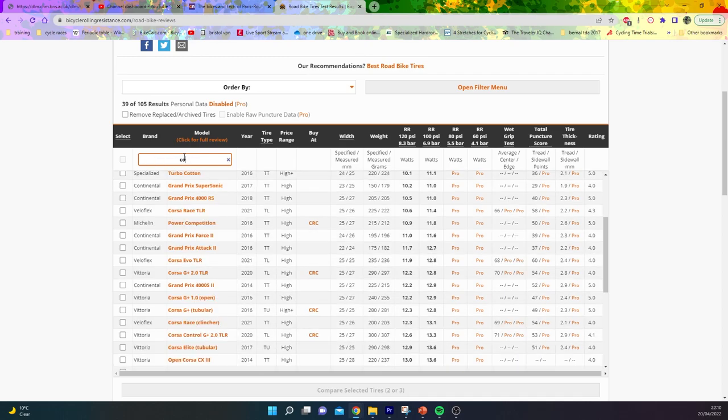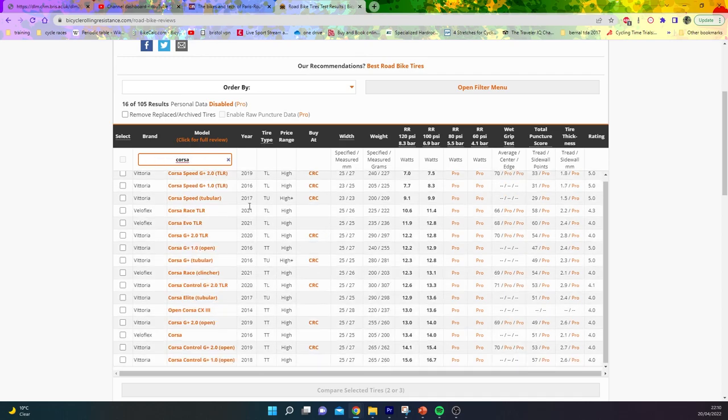So if we just type in Corsa, we'll see here the Corsa Speeds, and the Corsa Race. These are all the tubeless versions from Veloflex, which are actually not too bad. Then we go into the Vittoria Corsas. These things are slow. These things are like 12 watts. And remember, GP5000s were like 8 and a bit watts. So this is 4 watts per tire, so 8 watts slower.